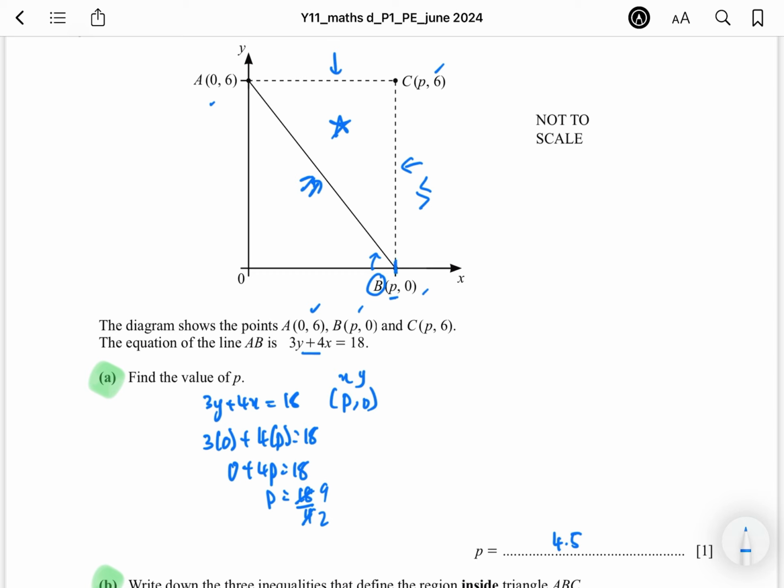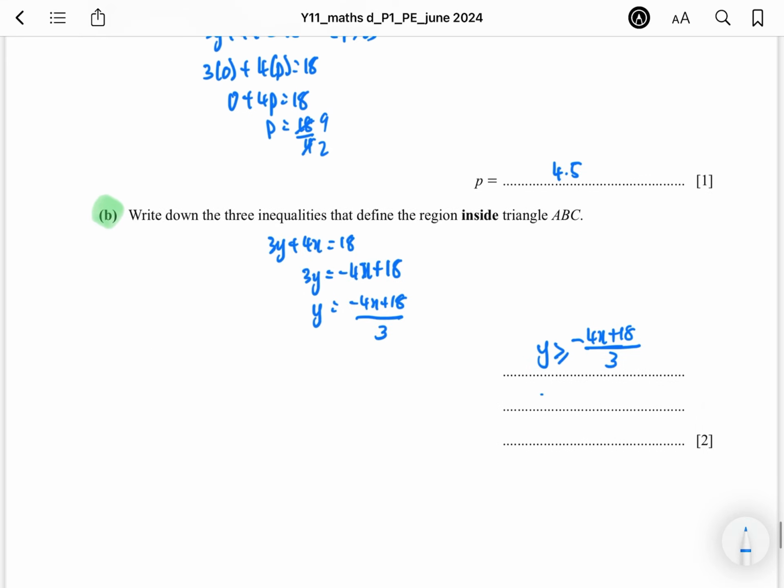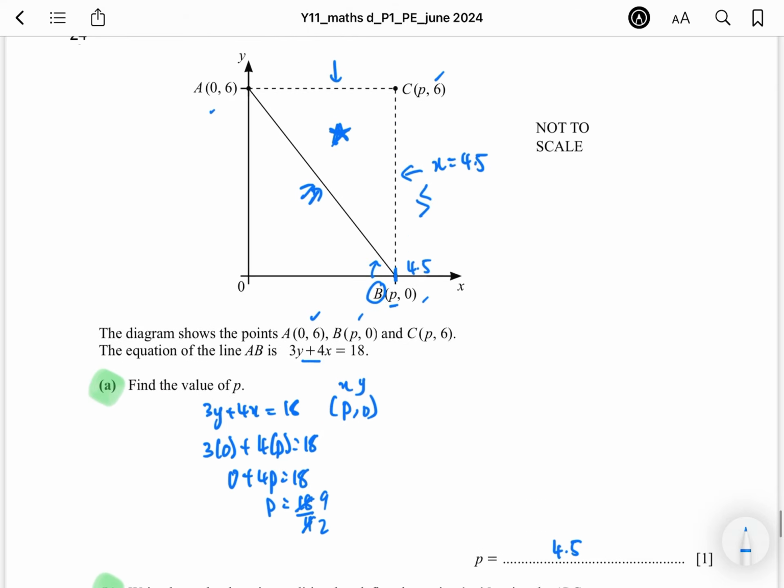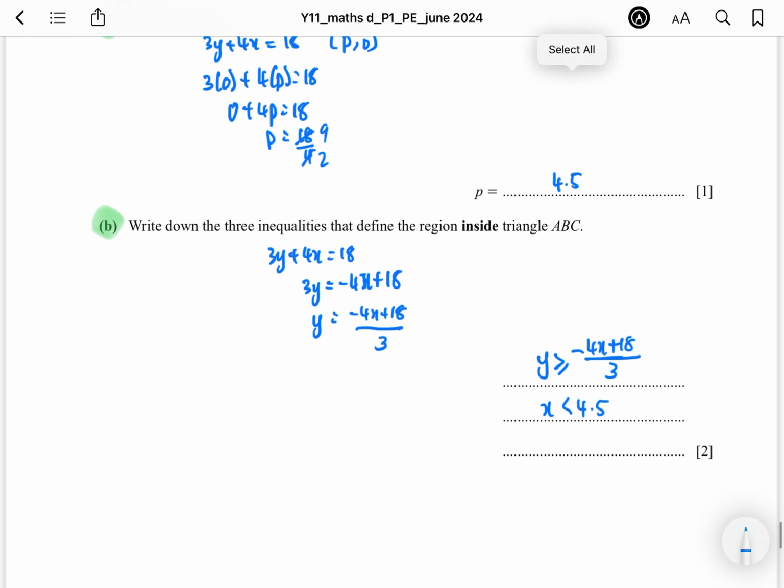Next one, the vertical line. So the vertical line touching x-axis at 4.5. So that means this equation is x equals to 4.5. And because we want this region that's less than 4.5, so we're going to write x less than 4.5. That's it. The final one, we know this one touches y-axis at 6. Therefore, the equation is y equal to 6, and because it's the region underneath there, that means the inequality would be y less than 6. That's it.